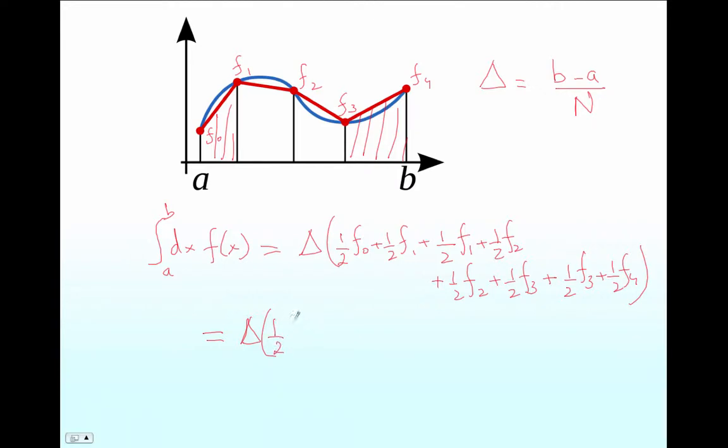That's the trapezoidal rule. The first point, f0, gets weighted by half. The second by just 1 itself. The third by 1. And the last one gets weighted by half again. So the rule is half, 1, 1, 1, 1, 1, etc., with the last one getting a weight of half again.